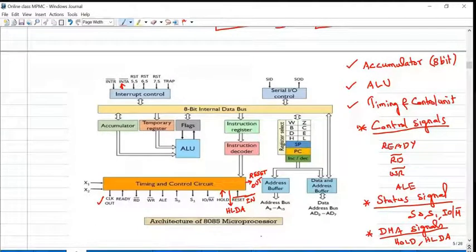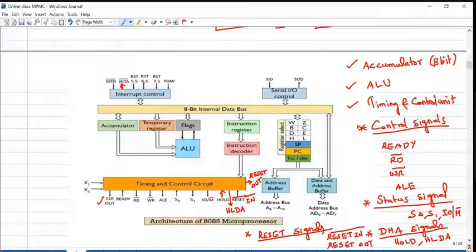Apart from this, reset signals are also available in the timing and control unit. The first one is reset in, to reset the microprocessor, and the output pin is reset out. These are the signals generated by the timing and control unit. It's very important.